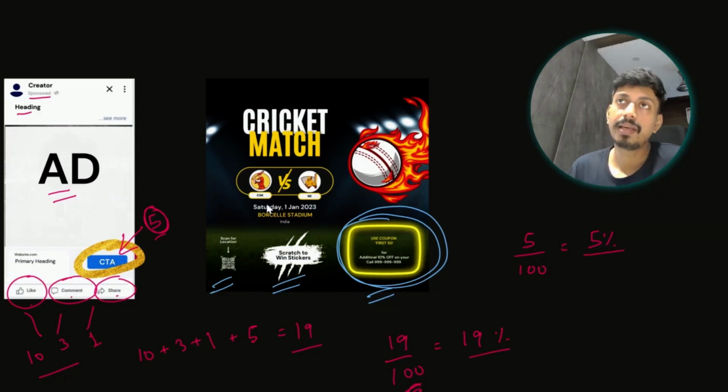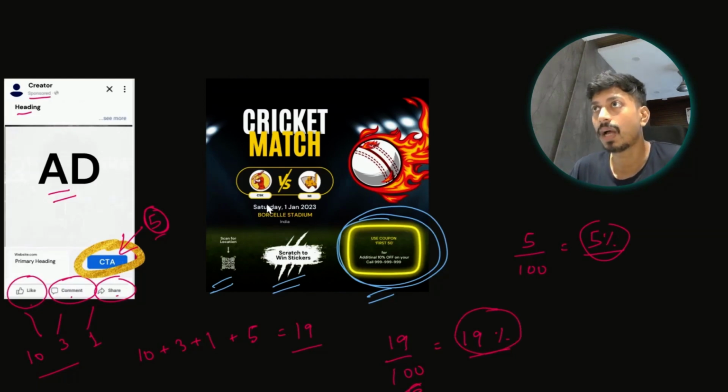Now tell me, as an ad buyer, as an entrepreneur, which metric, 5% or 19%, is going to predict how much money your ad is going to make? Yes, you guessed it right. It's 5%.